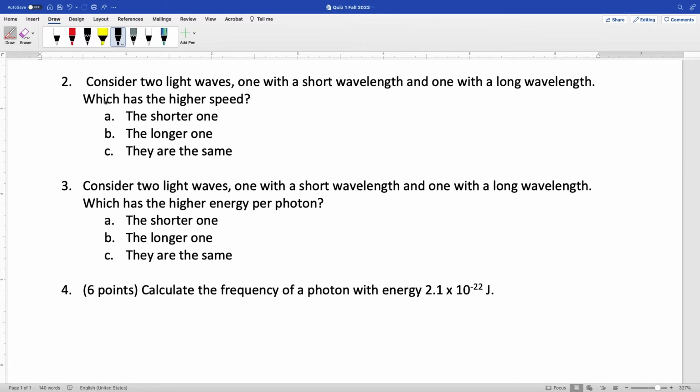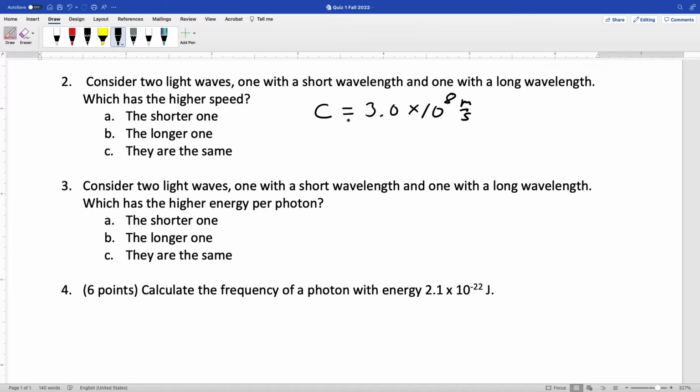Number 2, consider two light waves, one with a short wavelength and one with a long wavelength. Which is the higher speed? Well, these are both light, so they have the speed of light c, right? c is a constant, so we can look this up on our equation sheet, and we can see that for any kind of light, c is equal to 3.0 times 10 to the 8th meters per second.